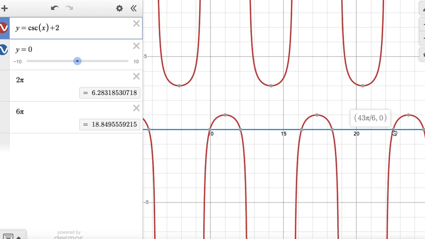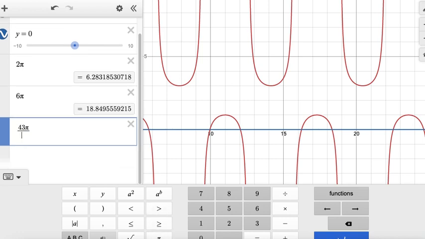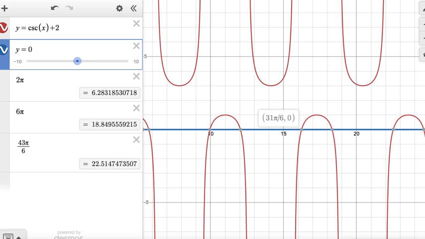So if we look for this next solution here, 43 pi over 6, if we plug that in, that's 22.5. So that's too large. It's outside of our domain. So if you wanted to use Desmos, you could also use a solution such as this one. And Desmos is really convenient in that they even give it to you as a fraction in terms of pi, which most calculators don't do.